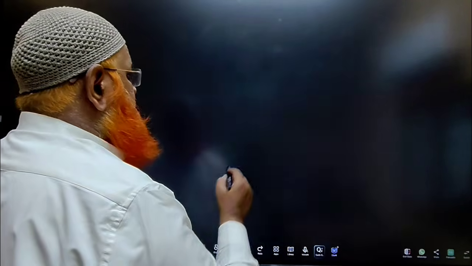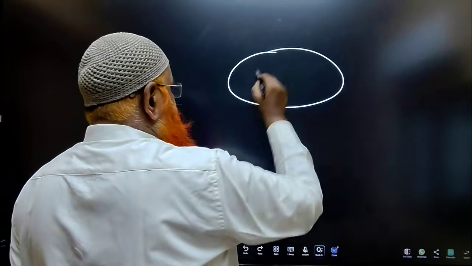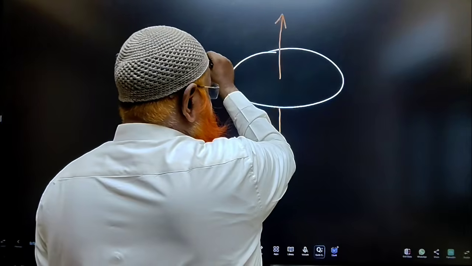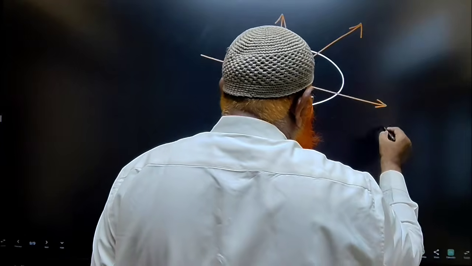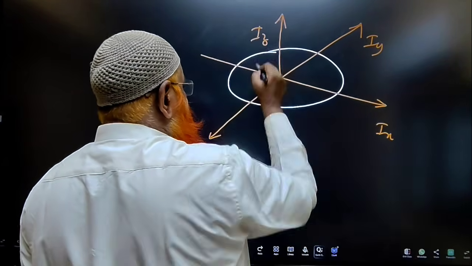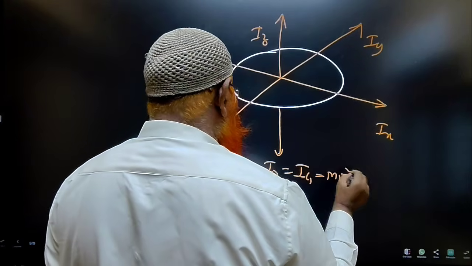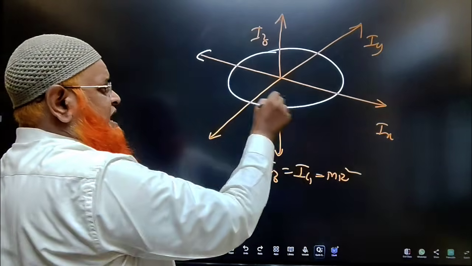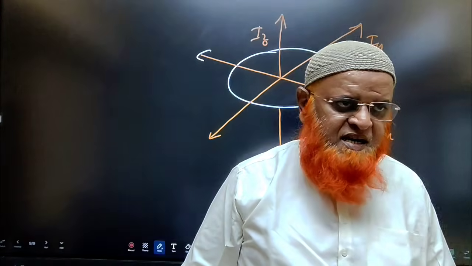I am applying one formula for you now. So what is that formula? Let us see. One axis which is passing like this, and one axis which is passing like this. Let us take this as Ix, this as Iy, and this as Iz. This Iz can also be taken as Ig. For a ring, it is going to be mr square. Understood? So this is Ix and this is Iy. What is the meaning of this Ix and Iy? Let me make you understand.